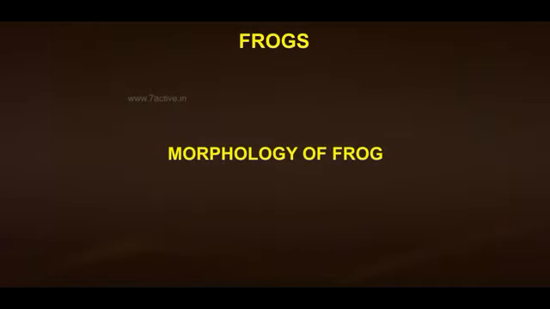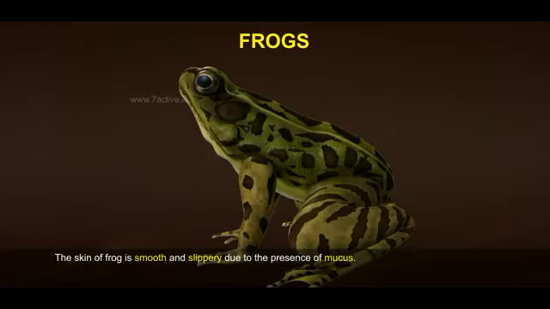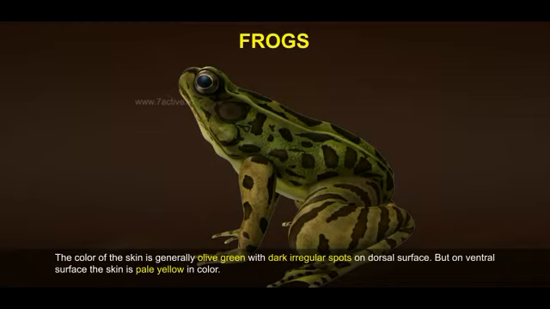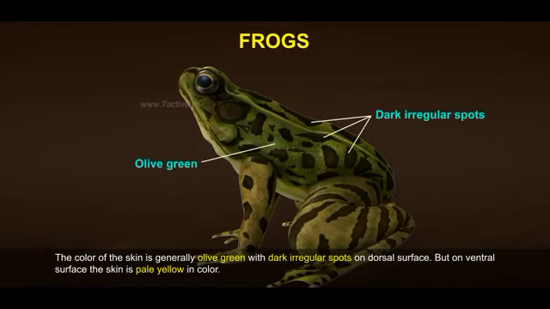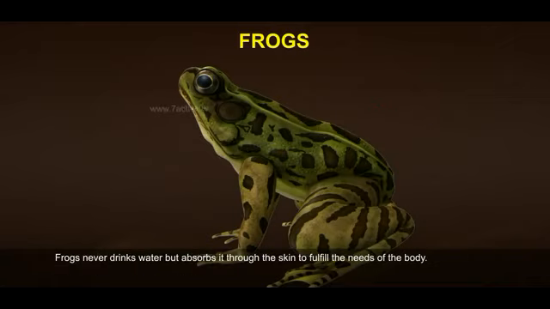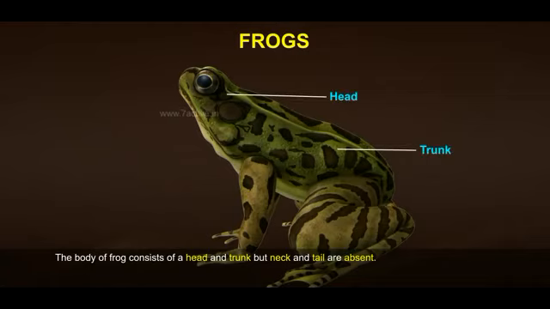Morphology of frog. The skin of the frog is smooth and slippery due to the presence of mucus. The color of the skin is generally olive green with dark irregular spots on the dorsal surface, but on the ventral surface the skin is pale yellow in color. Frogs never drink water, but absorb it through the skin to fulfill the needs of the body. The body of a frog consists of a head and trunk, but neck and tail are absent.